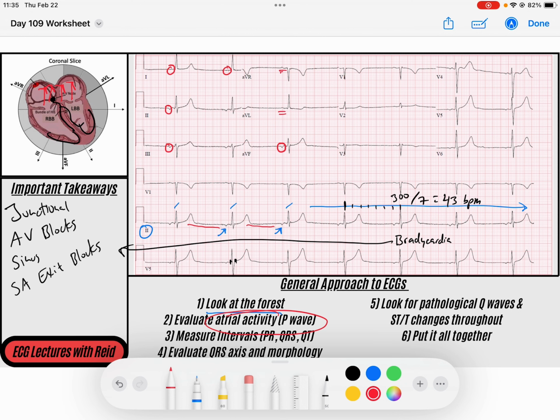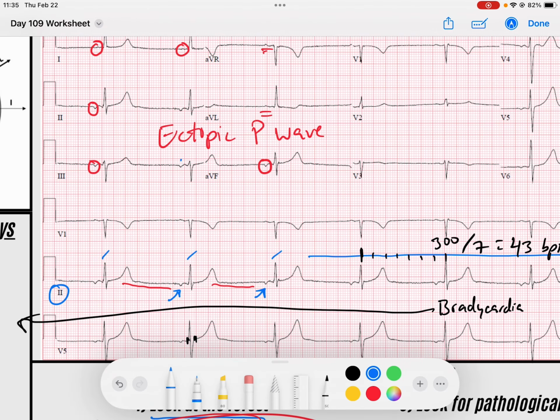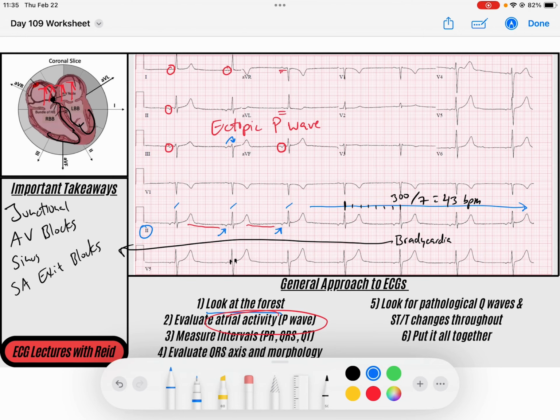And so that means that this is an ectopic P wave. Okay? And you notice that these ectopic P waves are being what? They're being transmitted via the AV node to these nice normal QRS complexes. So we've got an ectopic P wave. So at this point we can call this an ectopic atrial bradycardia, right? Okay, that doesn't exclude though that we don't have AV block.